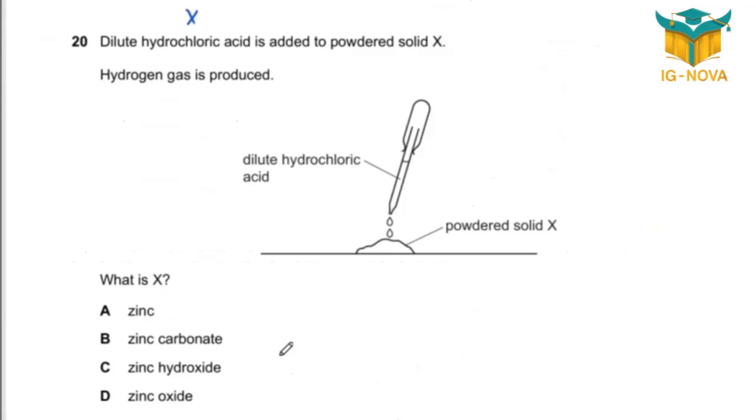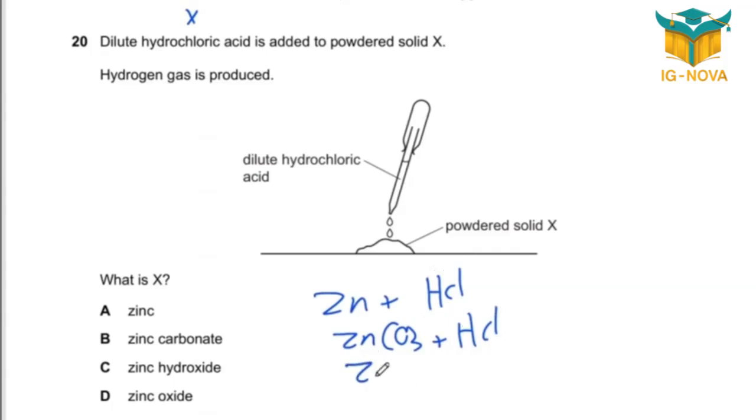HCl is added to powder solid X, hydrogen gas is released. Since hydrogen gas is released, let me take trial and error. This is zinc, my bad, magnesium. So zinc plus HCl, zinc carbonate plus HCl, zinc hydroxide plus HCl, zinc oxide plus HCl.